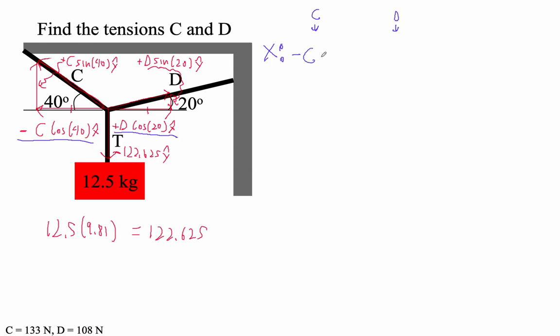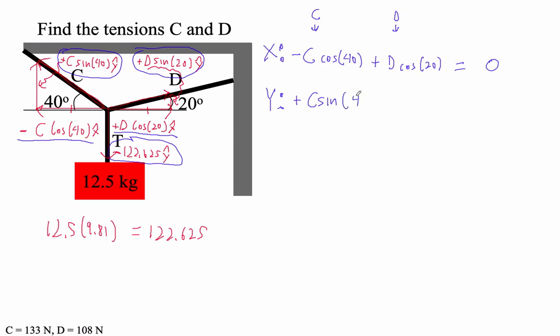So we have minus C cos 40 plus D cos 20 equals 0. Now let's look in the Y direction. In the Y direction we've got this guy, and of course the force of gravity. So I've got plus C sine 40, plus D sine 20, and then minus 122.625 equals 0. All right? So those are our expressions.